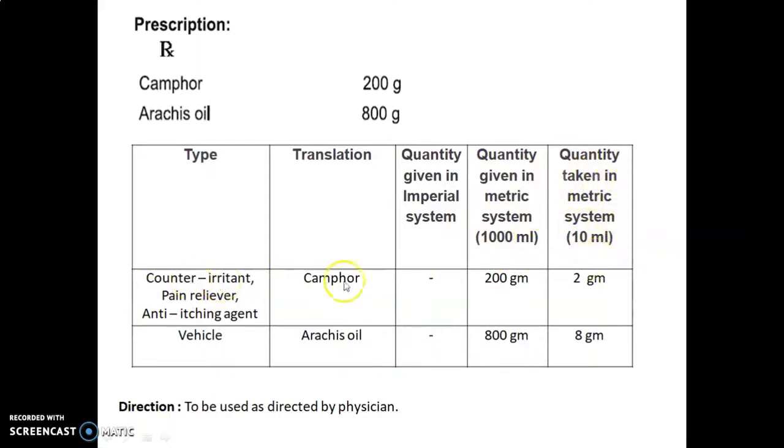So we have first camphor, used as a counter irritant, pain reliever, anti-itching agent. The quantity given in the metric system is 200 gram. With the help of the factor we can calculate the quantity taken, that is 2 gram. Arachis oil is used as a vehicle. Quantity given in the metric system is 800 gram, so the quantity taken to prepare up to 10 ml is 8 gram. Direction: to be used as directed by physician.